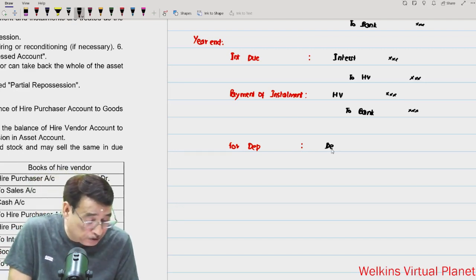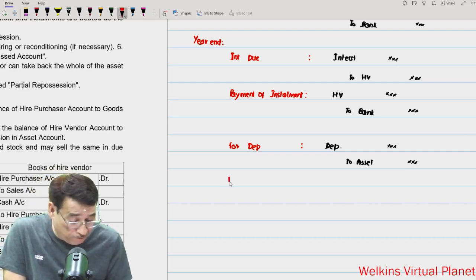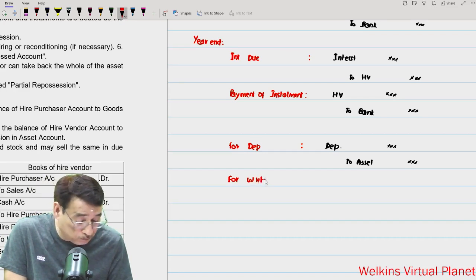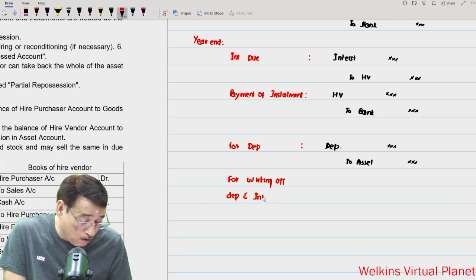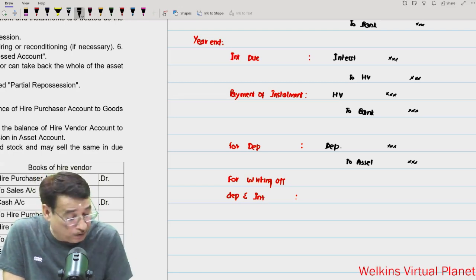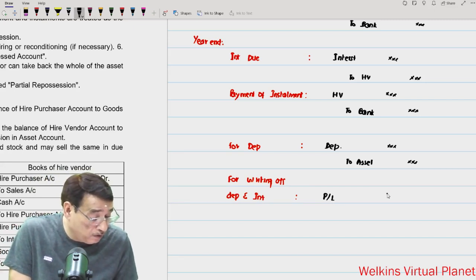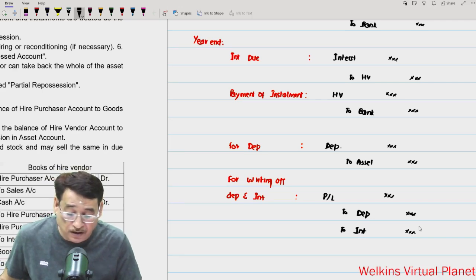The entry will be depreciation account debit to asset account. Then finally, just for the sake of understanding, at each year end he will also pass an entry for writing off depreciation and interest. Because depreciation and interest are losses and expenses for us, we debit them to profit and loss account. Our entry will be profit and loss account debit to depreciation and to interest account. So at each year end, the purchaser would pass these entries. Not a very tough task. That is how entries in the books of the purchaser work, as we saw in the last session.